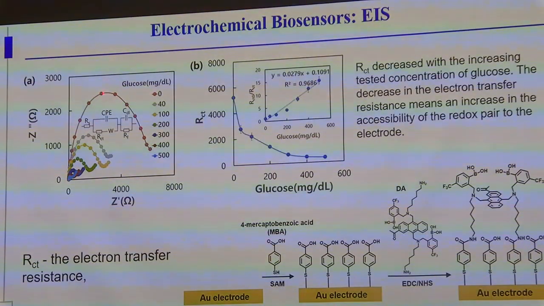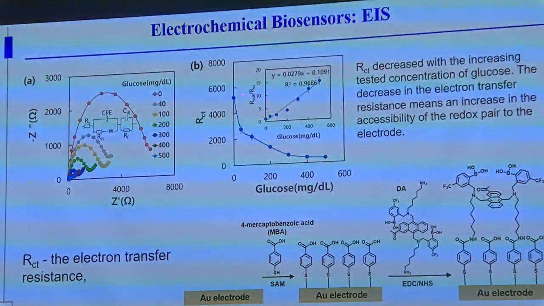In this case, this is your bare electrode, and then you add the glucose, like 40, 100, 200, 300, 400, or 500. The value of RCT, you see the value of RCT here is changing, it's decreasing. The reason is that the more reactant you provide, the more reactant is available to the electrode, so it's easier for those reactants to reach the electrode. And based on this, they can calculate RCT divided by RCT0.